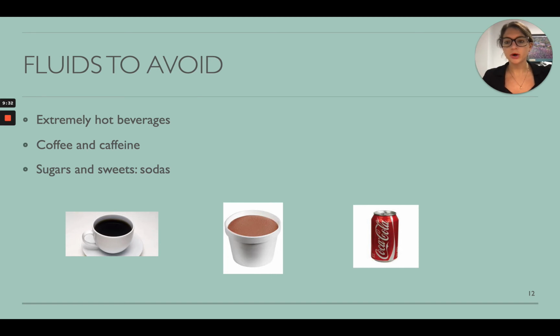And then the fluids to avoid are going to be extremely hot beverages. So this can additionally irritate the lining of the stomach. Coffee and caffeine will also want to be restricted. And this is for a couple of reasons. Coffee is an acidic drink, and so when you are consuming that, that can further irritate the stomach and cause worsening nausea and vomiting. Same thing with caffeine. Caffeine can also worsen nausea and vomiting. And then wanting to avoid, again, those sugary or sweet drinks that can worsen nausea and vomiting and diarrhea. So staying away from sodas or those just regular juices and trying to dilute the juices.